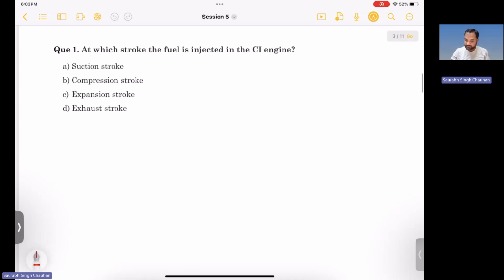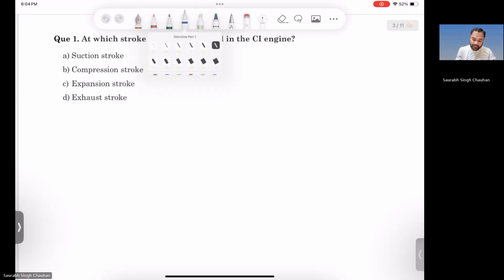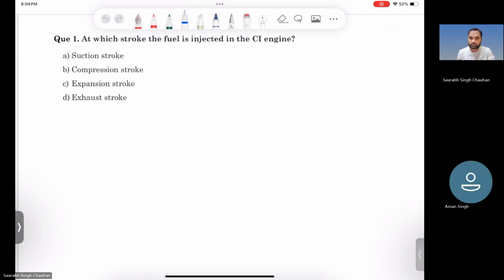Okay, so here is question number 1. It says, at which stroke is the fuel injected in a CI engine? CI engine means compression ignition engine. So in which stroke is fuel injected?